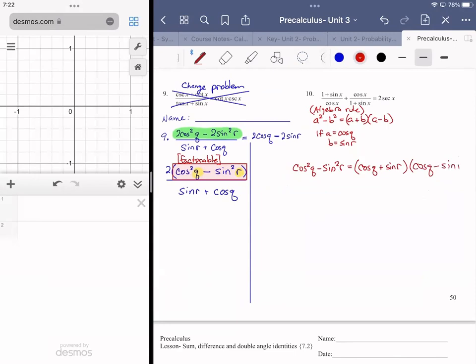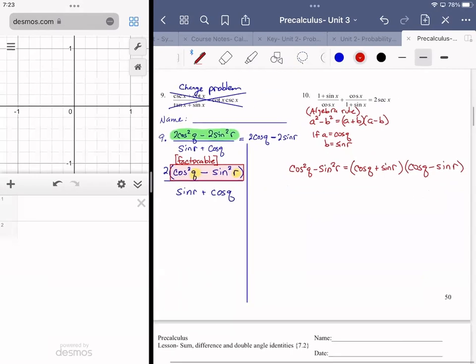Do you want us writing this down as well? Yeah, it's part of the solution. Okay.